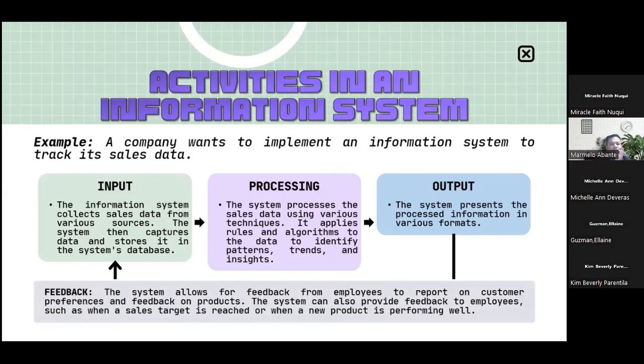By collecting and processing sales data, the system can help the company identify opportunities for growth and optimize its sales strategies. The output provided by the system can help decision makers make informed decisions to improve the company's sales performance. The feedback feature also allows for continuous improvement of the information system to make it more effective in meeting the company's needs.